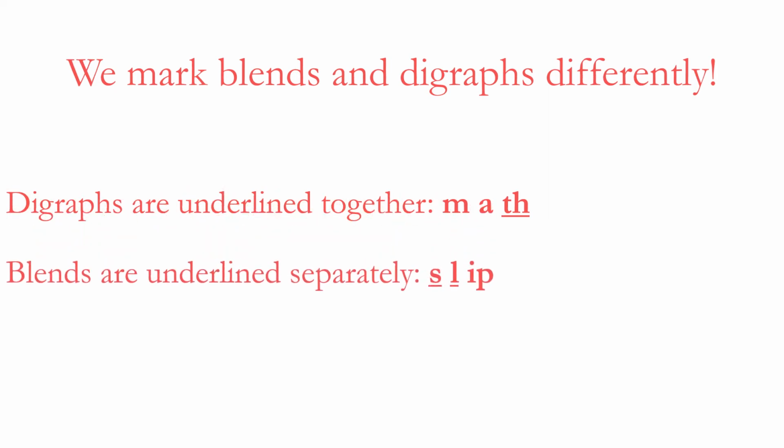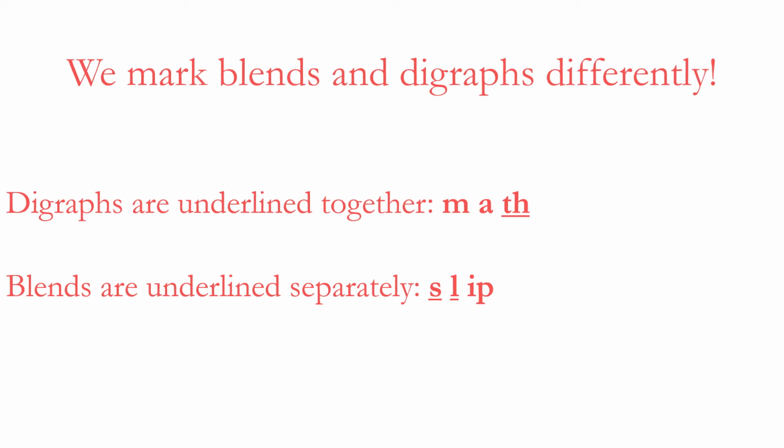And then blends are underlined separately. This is a little tricky here. S and L are a blend. These letters stick together, but we can hear both of them slip. When we mark them, we're going to mark them separately: a line under the S, a line under the L. What we did in math with the digraph was the T and the H were underlined together. So that's one small difference in marking.